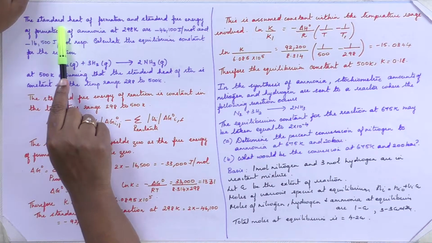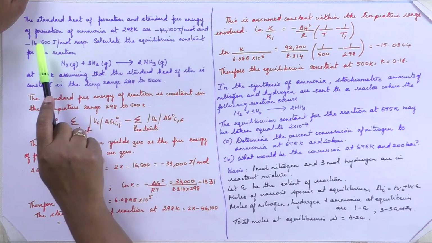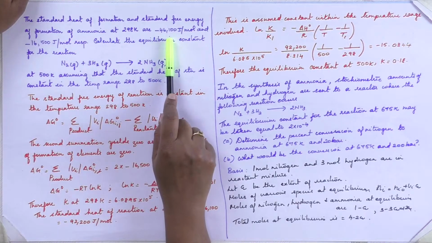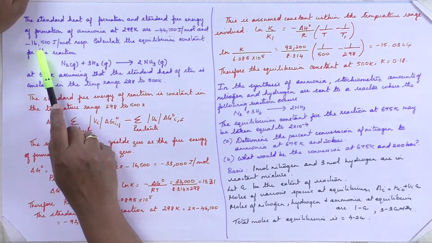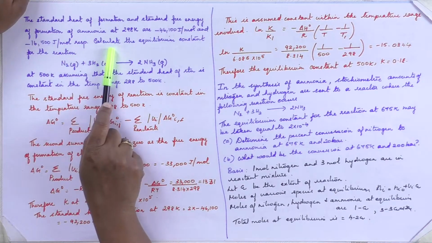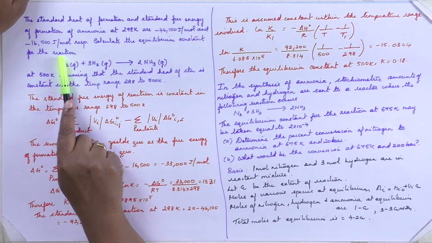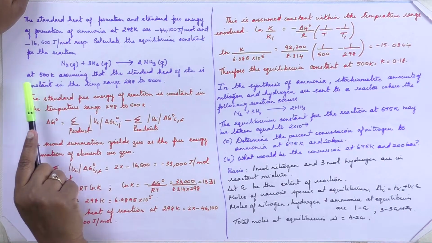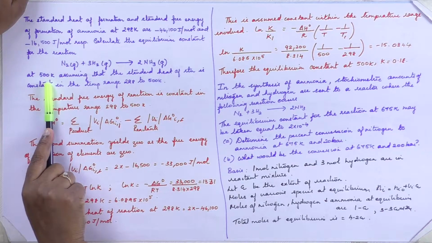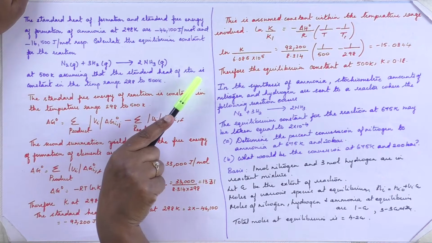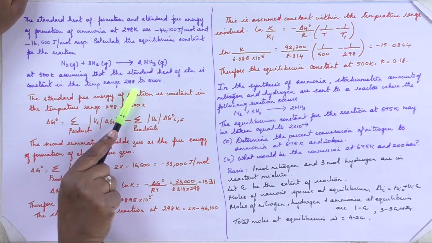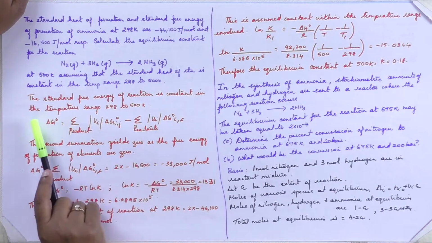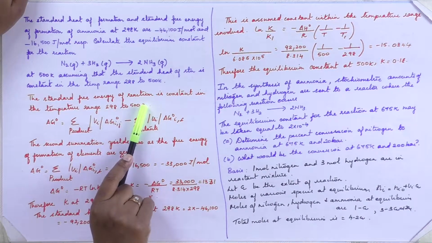The first problem: the standard heat of formation and the standard free energy of formation of ammonia at 298 Kelvin are minus 46,100 joule per mole and minus 16,500 joule per mole respectively. Calculate the equilibrium constant for the reaction N2 plus 3H2 gives 2NH3 at 500 Kelvin, assuming that the standard heat of reaction is constant in the temperature range 298 to 500 Kelvin. So now, the standard free energy of reaction at 298 Kelvin is calculated first.